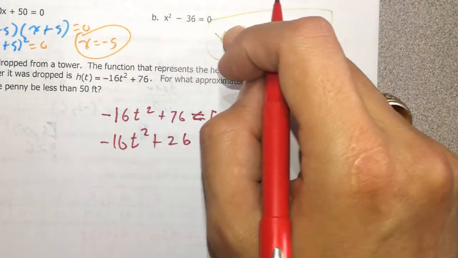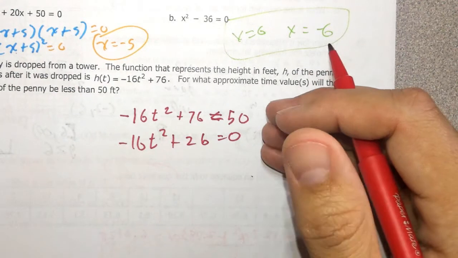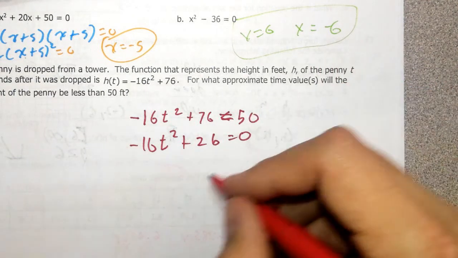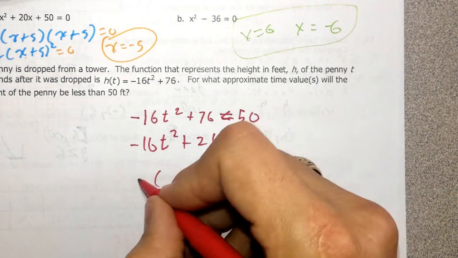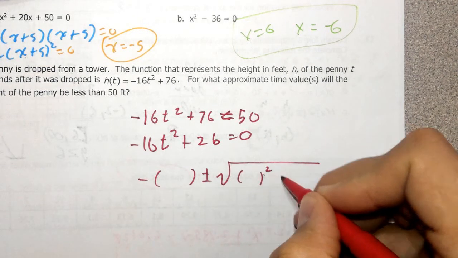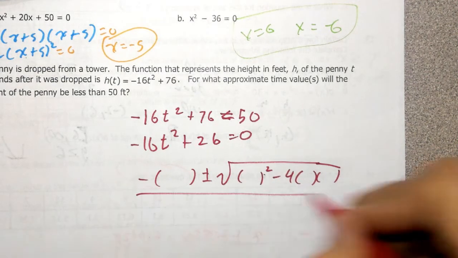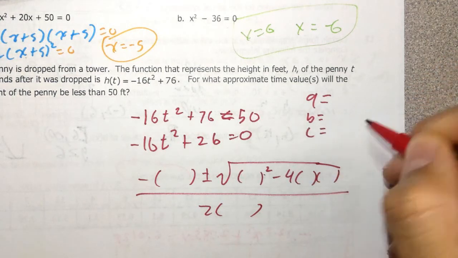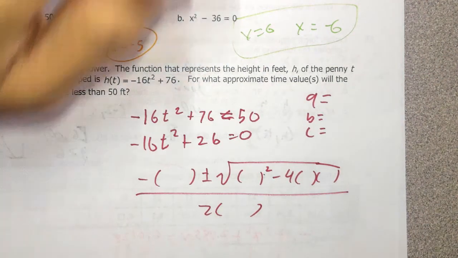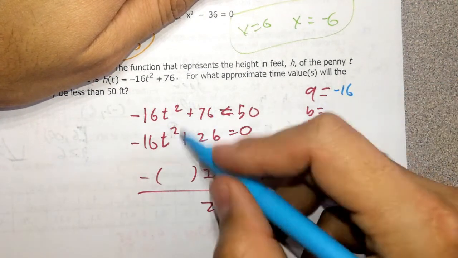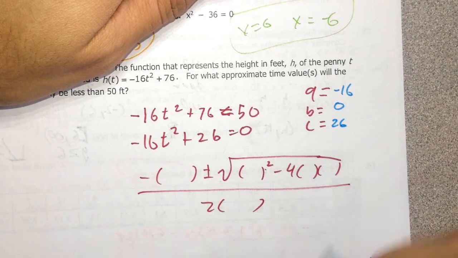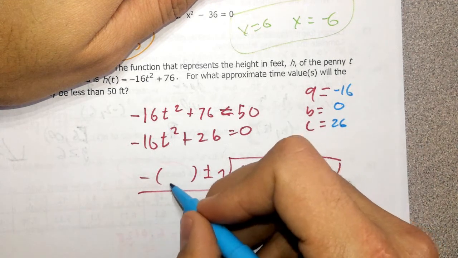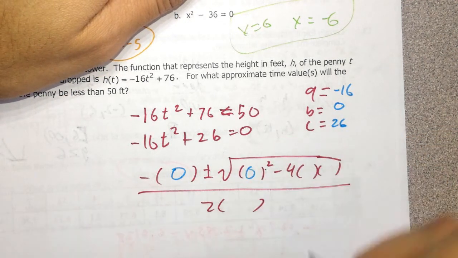These up here can always be used by quadratic formula. Anything you want to do to solve for zeros or anything solving for a quadratic function, you can go ahead and just put it in the quadratic formula. So we have negative b plus or minus the square root of b squared minus 4ac all over 2a. A, B, C. What are we going to make A, B, and C? A is negative 16. B, I don't see B, so that's a 0. And C is 26. B is 0.